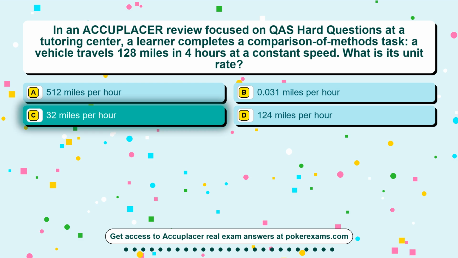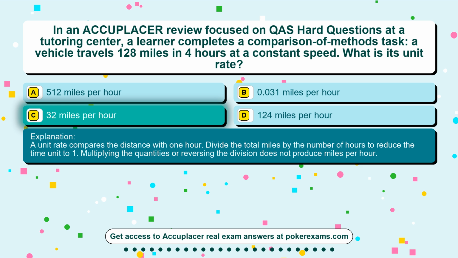The correct answer is option C, 32 miles per hour. A unit rate compares the distance with 1 hour. Divide the total miles by the number of hours to reduce the time unit to 1. Multiplying the quantities or reversing the division does not produce miles per hour.